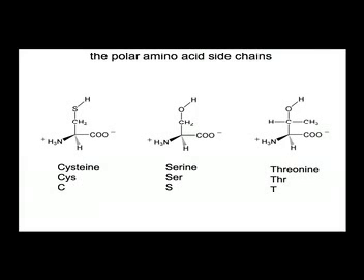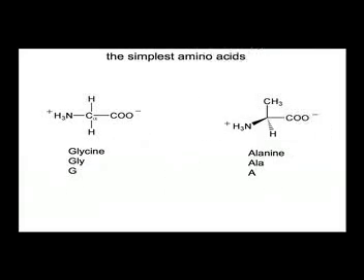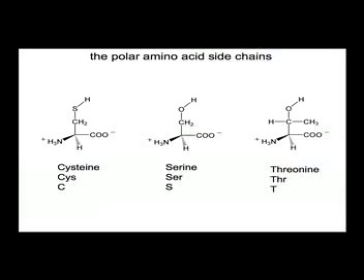Now, polar amino acid side chains. Let me back up and say that alanine with the methyl group as its R group is kind of a nonpolar side chain. It's a small nonpolar functional group, but it is nonpolar. Glycine, we might say, is neutral in terms of hydrophobicity of the side chain with a single proton. But let's think about the polar amino acid side chains for a few minutes.